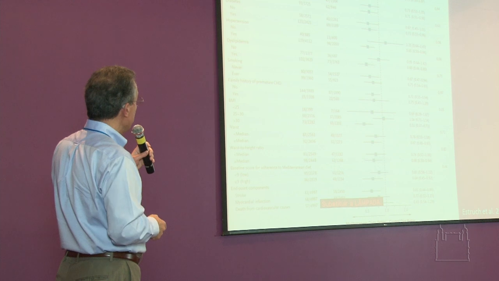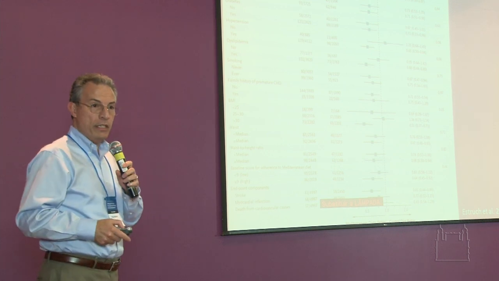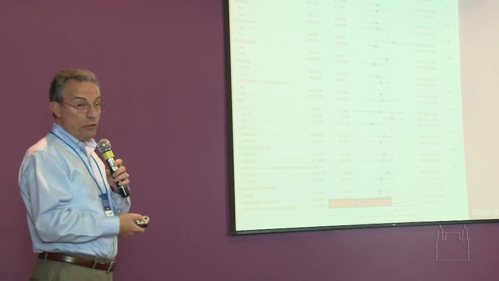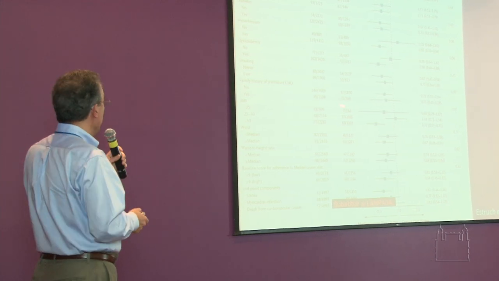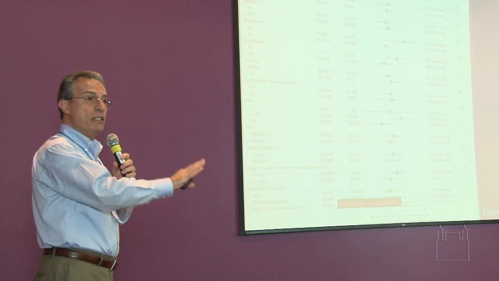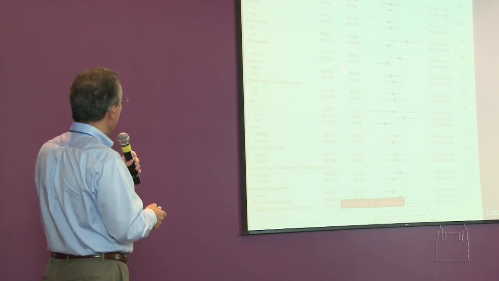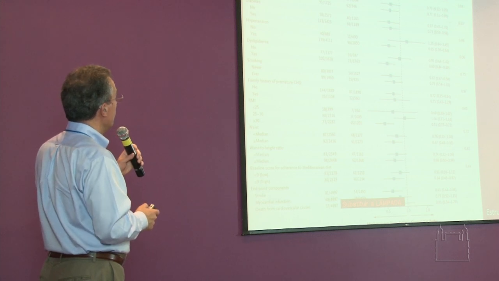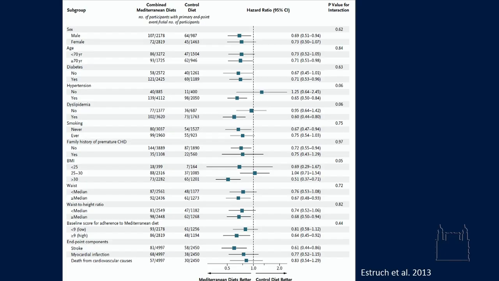Then, this is a trial that was done in Spain. I don't know if the author is Spanish, but it was done in Spain. It was a trial of three diets, two Mediterranean diets and one control. So they combined the two Mediterranean diets, and here's the control. So here's the relative risk. We talked about relative risk for males, for Mediterranean diets and for control.